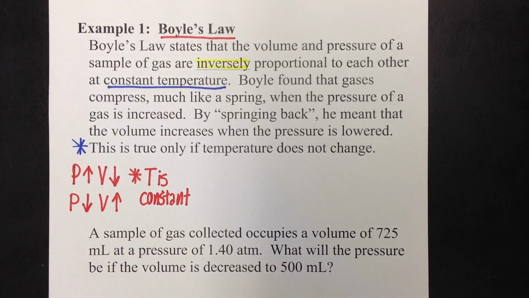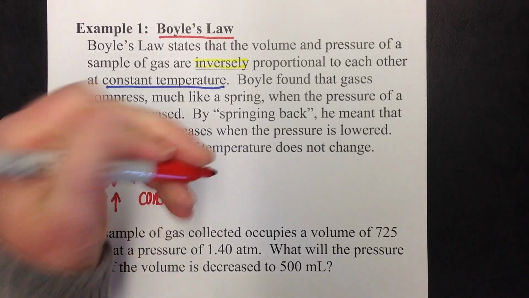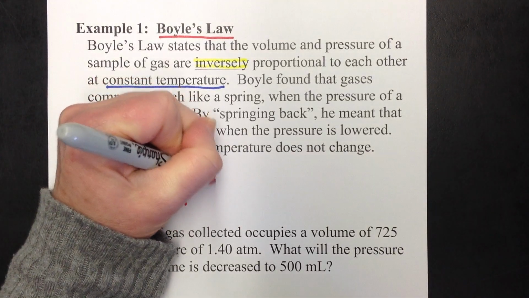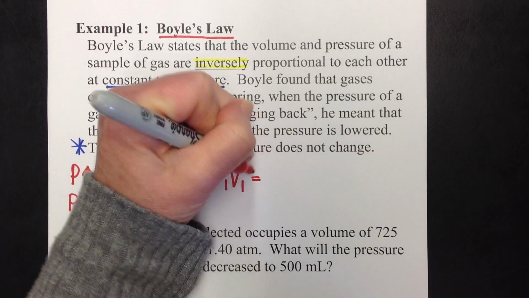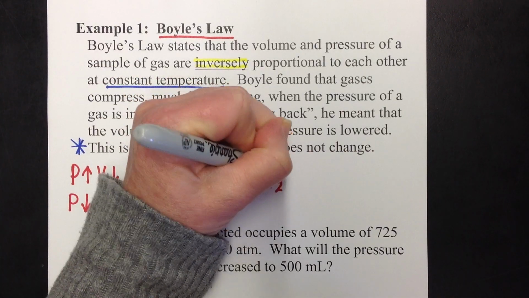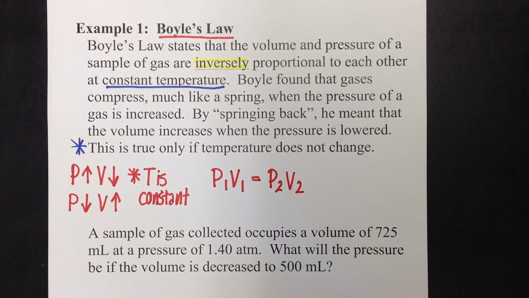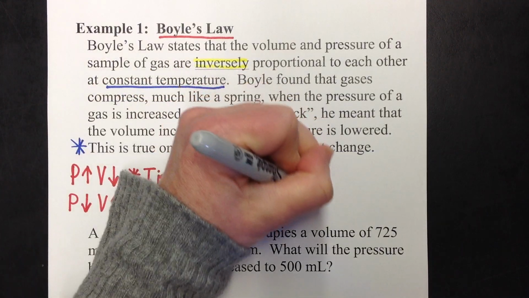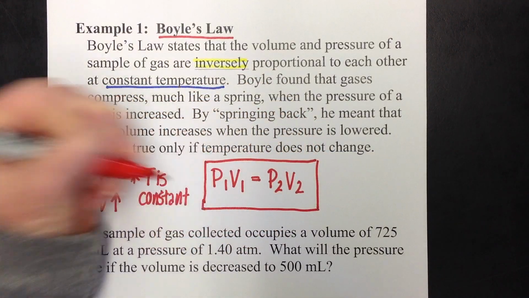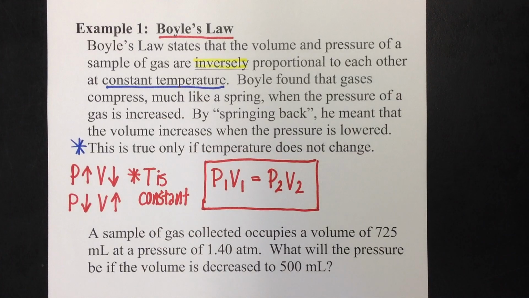Now, the actual formula for Boyle's Law looks like this. P1 V1 equals P2 V2. Pressure 1 times volume 1 equals pressure 2 times volume 2. And you can see there's not a lot to this equation, so it's actually very easy to use.